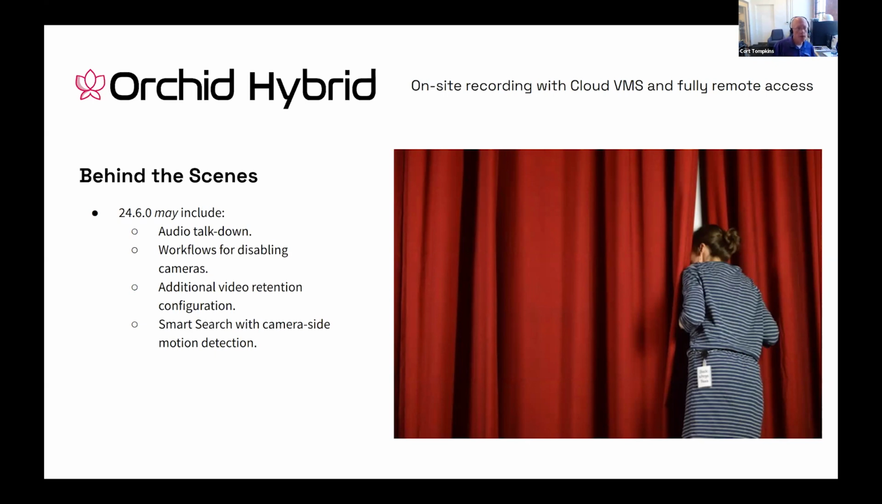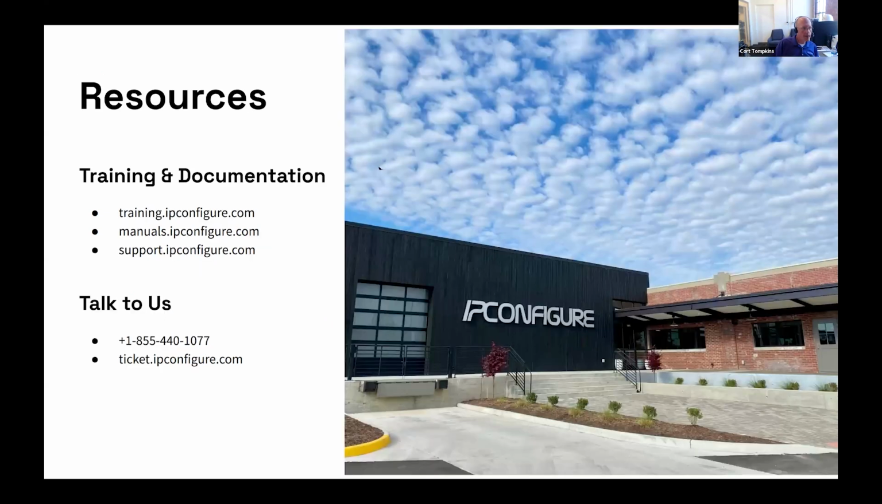And we also expect in 24.6 for many cameras, I don't think all cameras, we're still working through a lot of testing, but we will be able to do smart search with camera side motion detection. So draw a box, filter out video so that I only see video where motion happened inside that box that I drew, and leverage camera side motion detection entirely. So we're excited about that as well. All right, so that is everything that's new in Orchid 24.3, a little sneak peek of what's coming in Orchid 24.6.